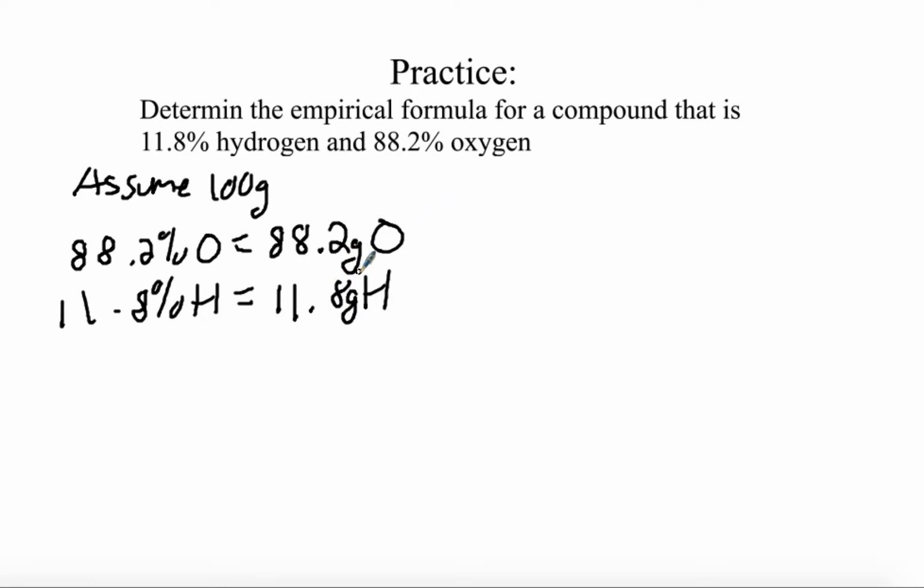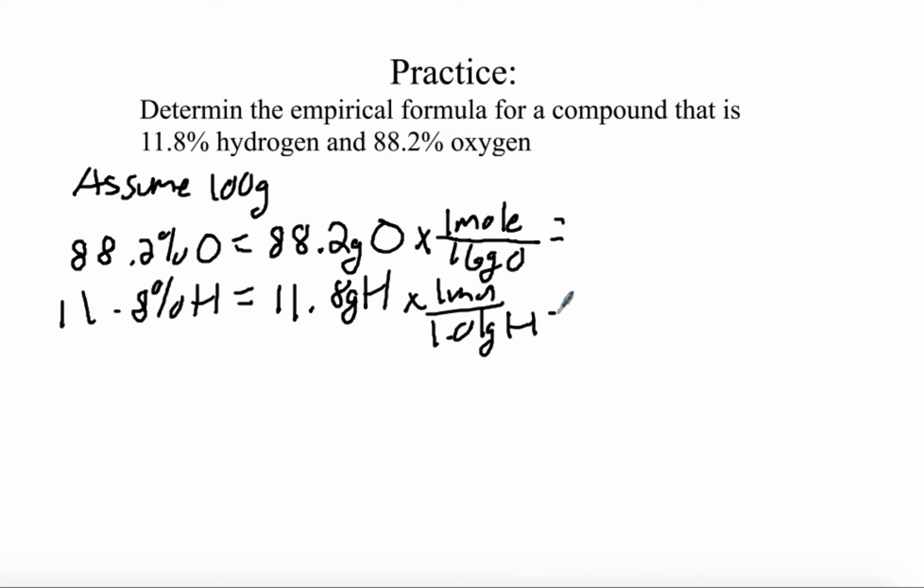Because grams is basically arbitrary and does not tell me much about how much I actually have, I'm going to turn these into moles. So we're going to multiply by 1 mole over the molar mass: 1 mole over 16 grams of oxygen, and 1 mole over 1.01 grams of hydrogen. My 88.2 grams of oxygen is actually 5.51 moles of oxygen. And my 11.8 grams of hydrogen is actually 11.68 moles of hydrogen.